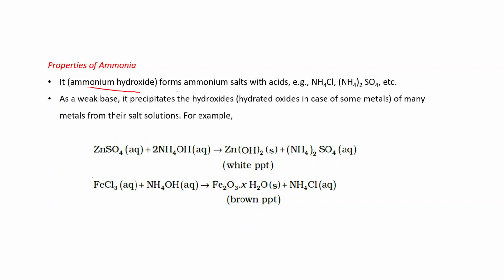This ammonium hydroxide forms ammonium salts with acids because this is basic in nature, and when it reacts with an acid it forms salts like NH4Cl, ammonium sulfate, etc. As a weak base, it precipitates the hydroxides or hydrated oxides of many metals from their salt solutions. For example, when this is treated with zinc sulfate, we will get the white precipitate of zinc hydroxide. Okay, and when this is treated with FeCl3, you will get the hydrated iron oxide, that is Fe2O3.xH2O. It will come in the form of a brown precipitate.